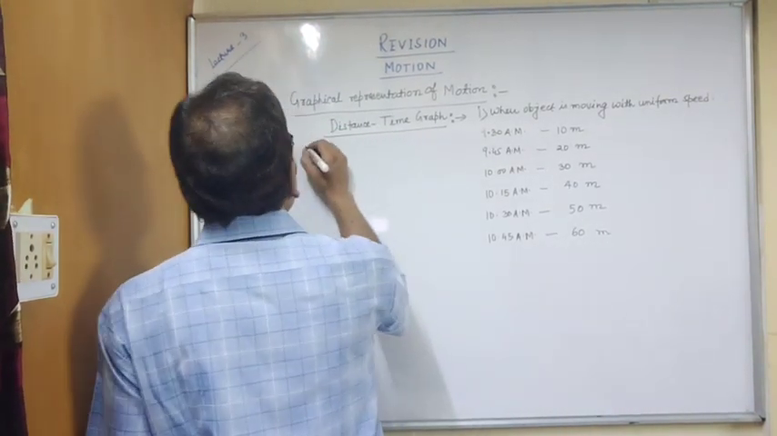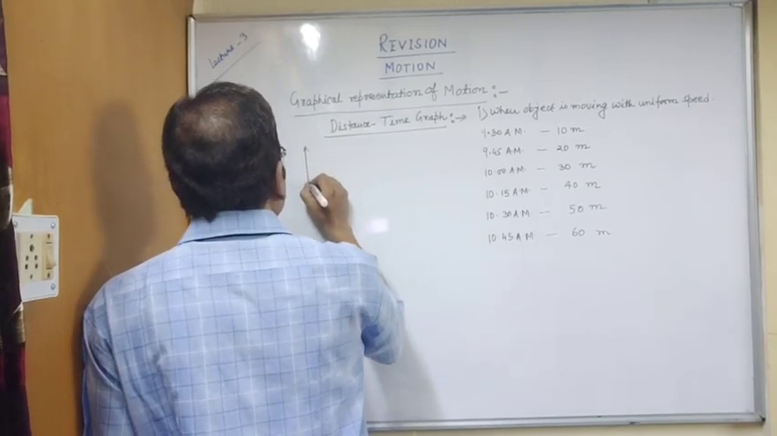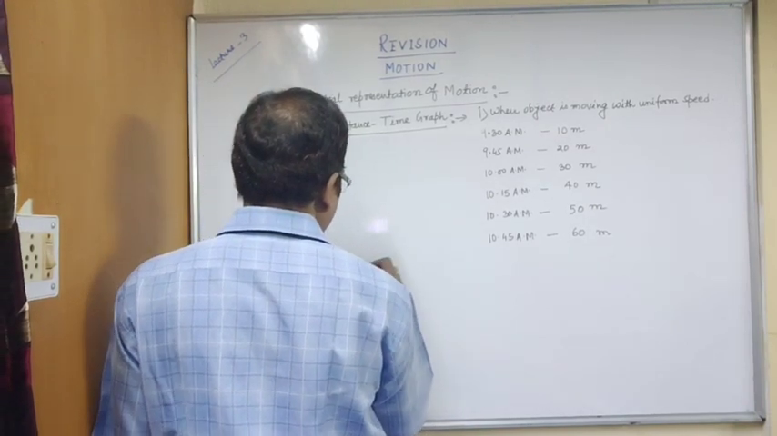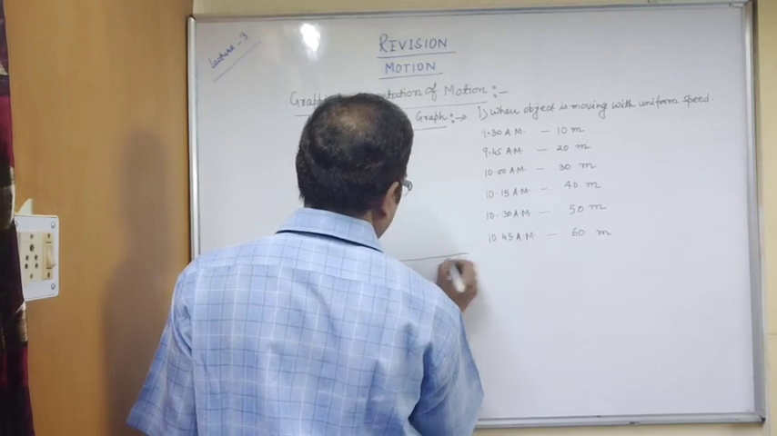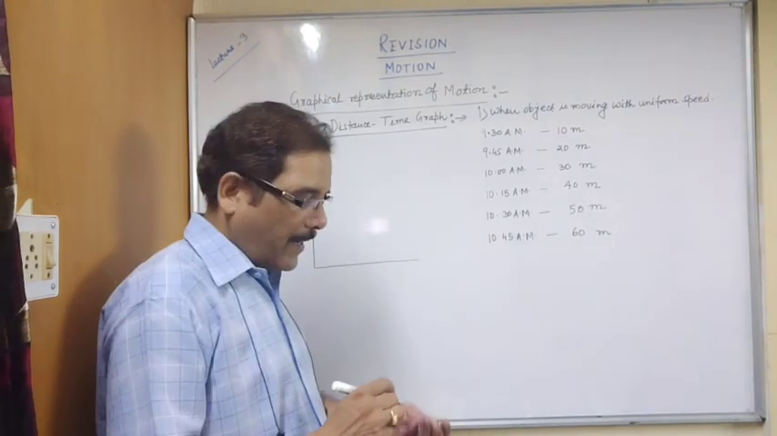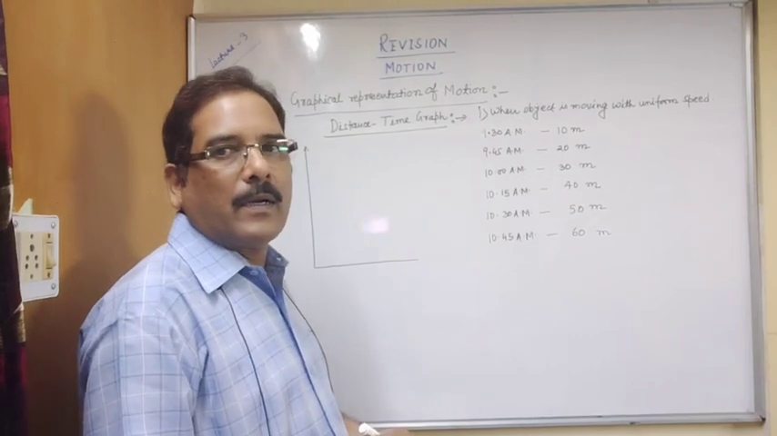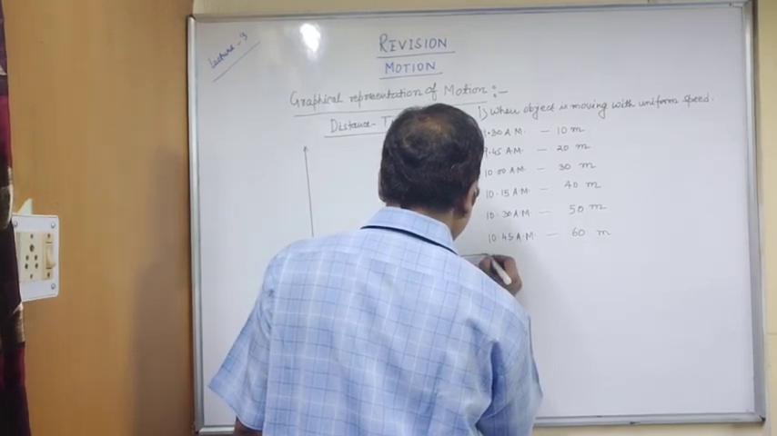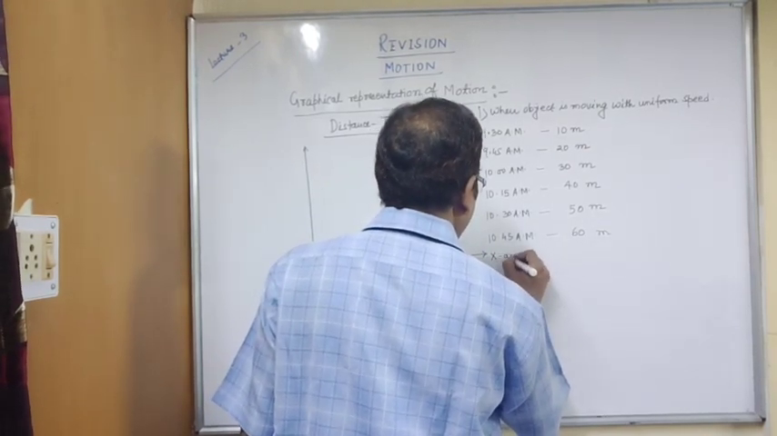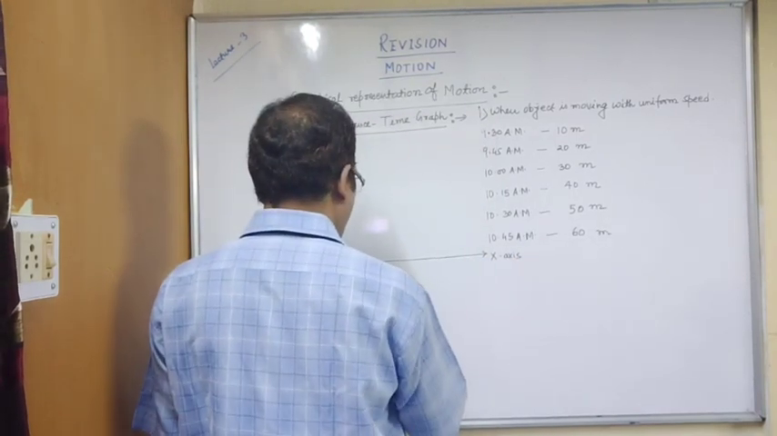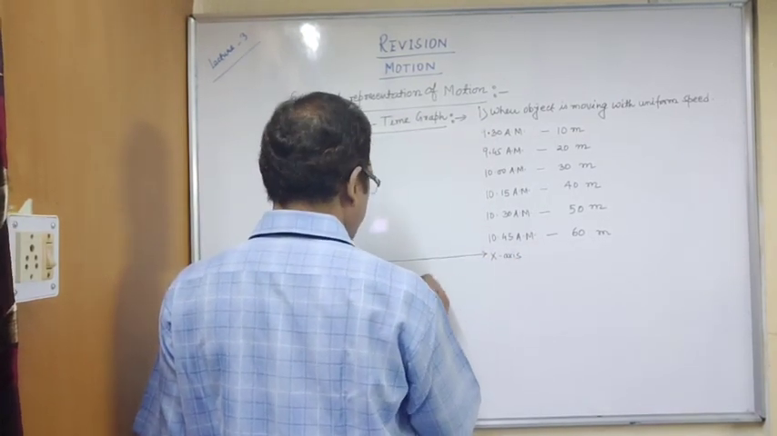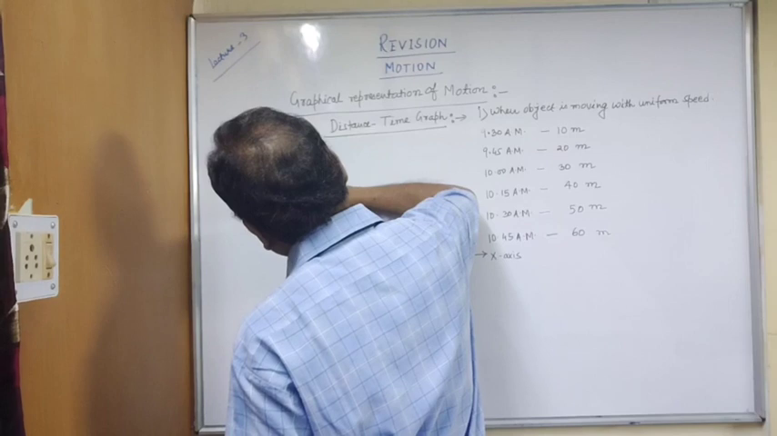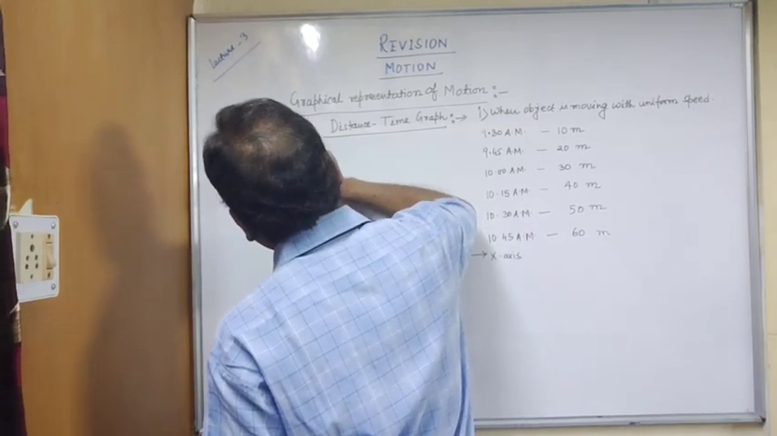Suppose this is the data, and you have to draw a graph by taking these. Whenever you have to draw a graph, you always take time on the x-axis, because time is an independent quantity. Independent quantity is always along the x-axis. So always take time on the x-axis, and distance we will take on the y-axis.